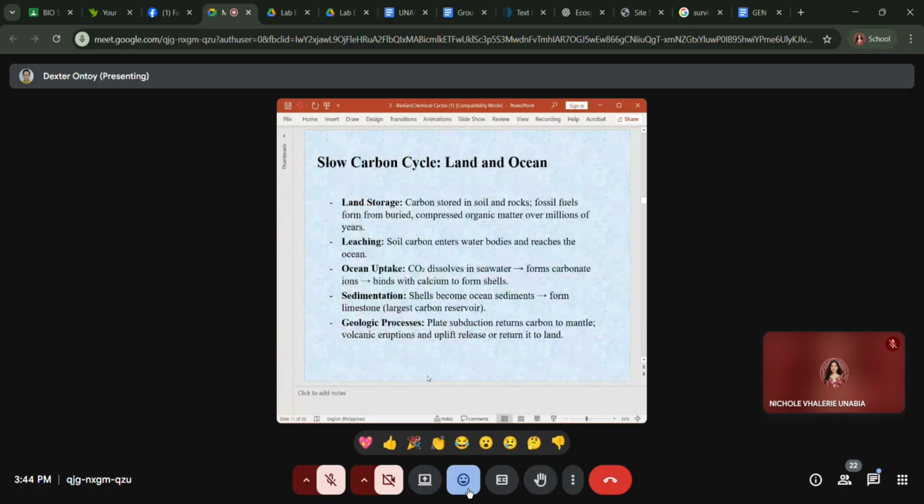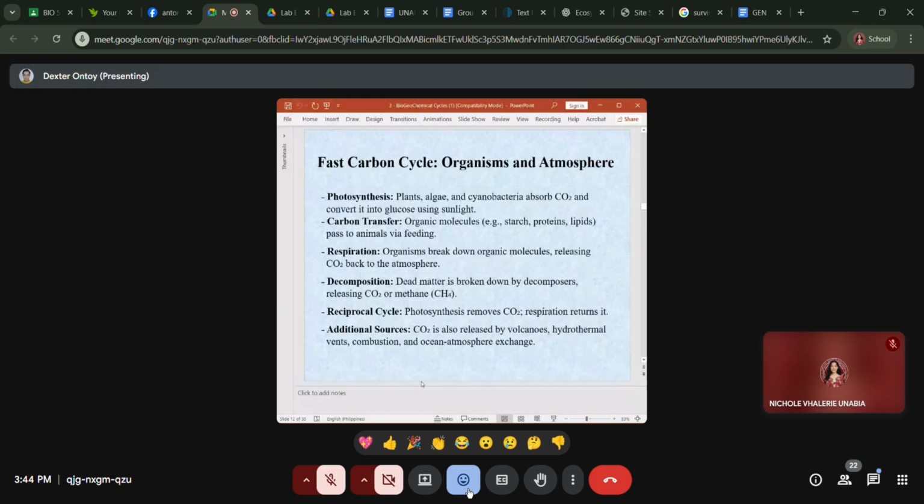Okay. Now, for the fast carbon cycle: photosynthesis, which may happen in a few hours or even shorter, or continuously, can happen basically every day, and then the growth of the plants, and then it dies, then it goes back to the land. So that's basically considered as the fast carbon cycle.